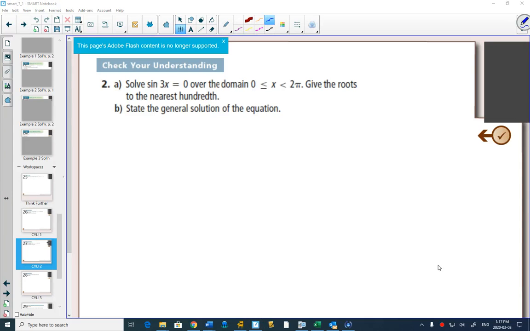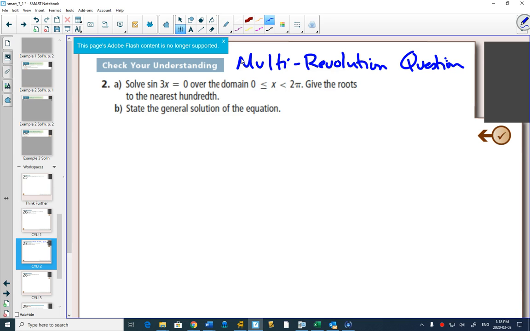So section 7.1 is a big section that we were already introduced to the general solution in the first example that we did. And this type of question, I give it a special name. I call this a multi-revolution question. A multi-revolution question is what happens when you have a horizontal stretch or compression while you're trying to solve. So in this question, it's solve sine 3x equals 0. And we're trying to solve between 0 and 2 pi.